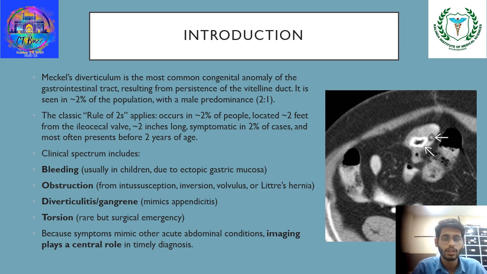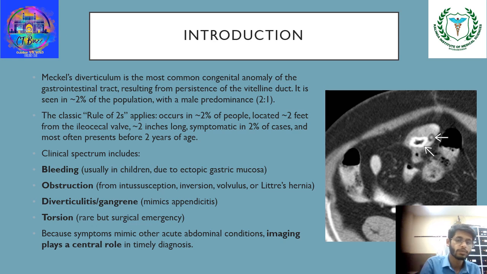Introduction. Meckel's diverticulum is the most common congenital anomaly of the gastrointestinal tract resulting from persistence of the vitelline duct. It is seen in 2% of the population with a male predominance of 2:1. The classic rule of twos: occurs in 2% of people, located approximately 2 feet from the ileocecal valve, approximately 2 inches long, symptomatic in 2% of cases and most often presents before 2 years of age.